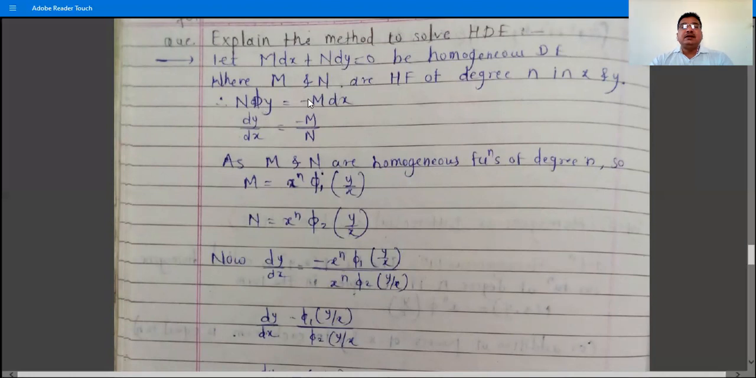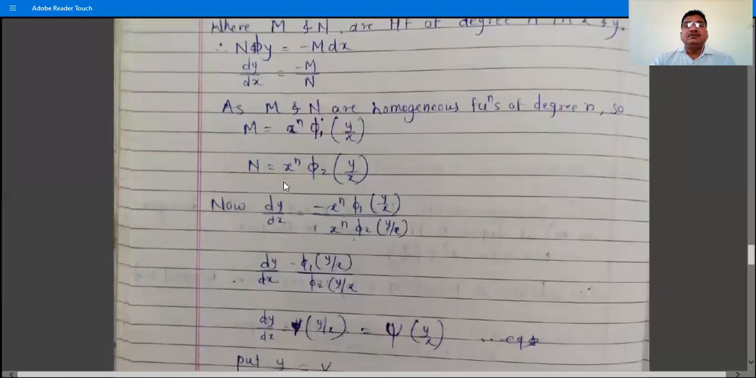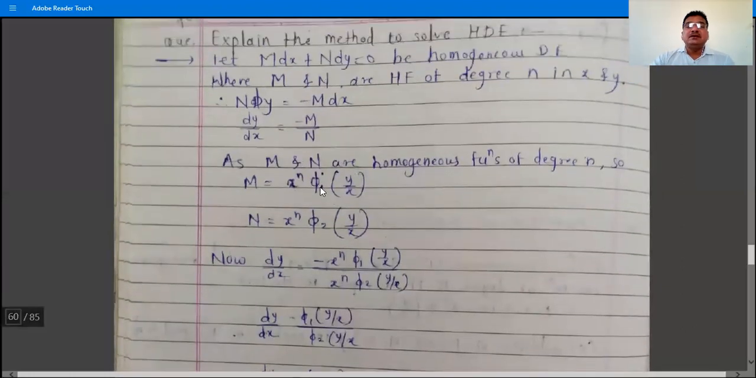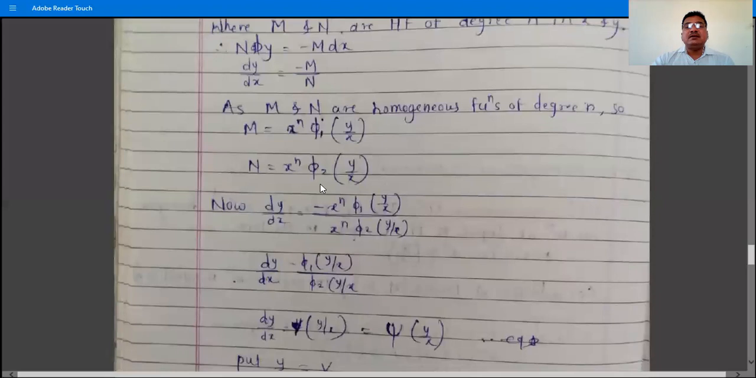So we have N dy is equal to minus M dx, and therefore dy by dx is equal to minus M by N. Obviously M and N are homogeneous functions of degree n, and so M and N can be expressed in the form M is equal to x raised to n phi1 of y by x, and N is equal to x raised to n phi2 of y by x, some function of y by x.